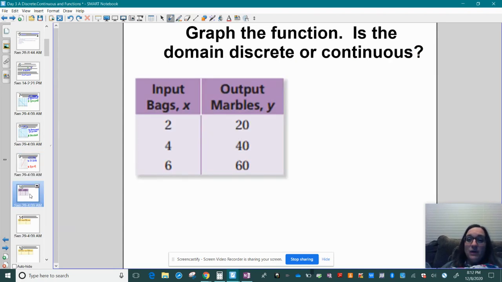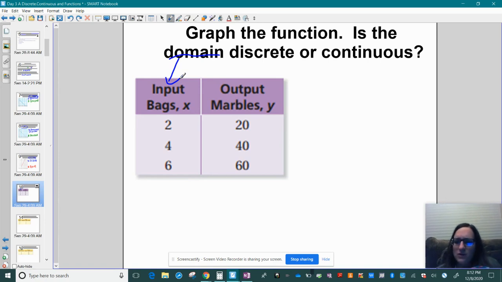From a table. This one's a little bit trickier. We have to think of the context. You could graph it if that helps you, but I like to think about it. So we'll think about it here. If we're talking about bags as our input, and again, we're still asking, is our domain discrete or continuous? So we're asking just right here about our input of bags of marbles.